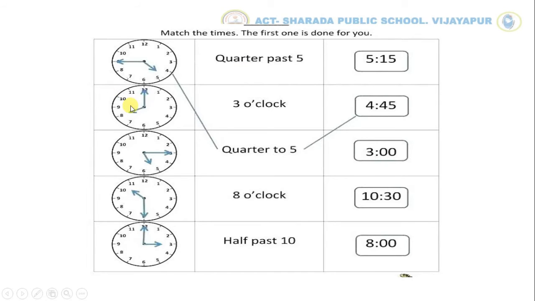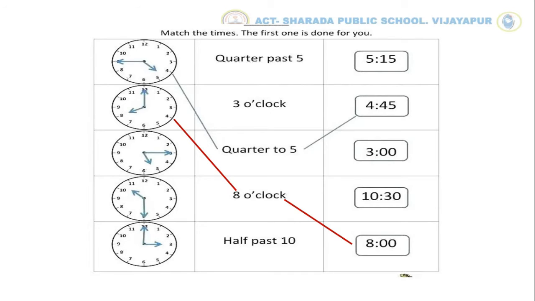So in the second image, we can see the time showing 8:00. So in a standard form, we have to search for 8:00. So we have to draw a line to match with the standard time. And this digital time, it's 8:00.